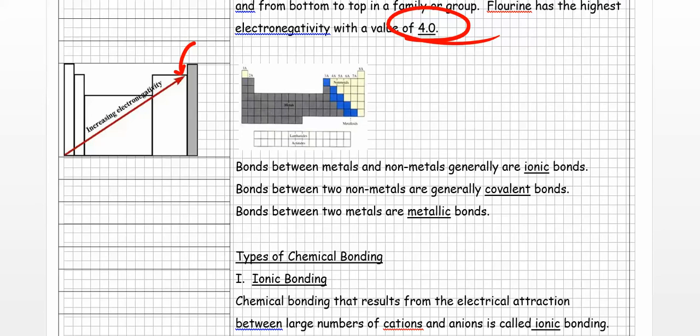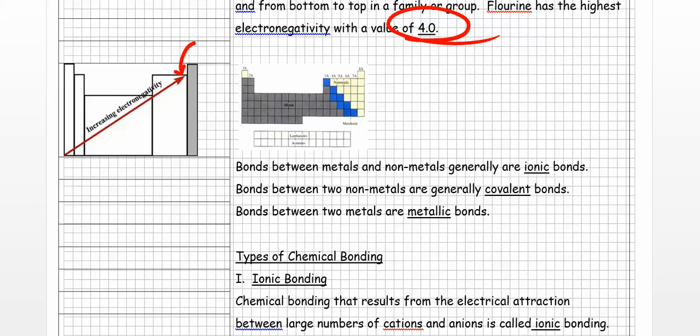Now, bonds between metals and non-metals, that is, elements from the left side of the periodic table and the right side of the periodic table, are ionic. So if you have something from the left, say sodium, for example, and something from the right, say chlorine, sodium and chlorine are going to form an ionic bond. Bonds between two nonmetals are generally covalent. So if you have two things from the right side of the periodic table, those are covalent bonds. And bonds between two metals are metallic bonds.